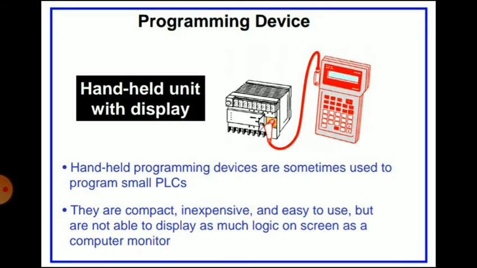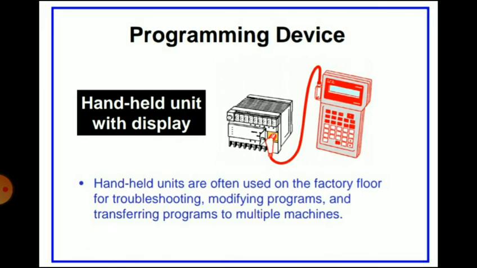Then another, you can see a handheld unit with display. So this is sometimes used to program small PLCs. They are compact, inexpensive, and easy to use, but are not able to display as much logic on screen as a computer monitor. So another programming device that you can see, the handheld units, are often used on the factory floor for troubleshooting, modifying programs, and transferring programs to multiple machines.